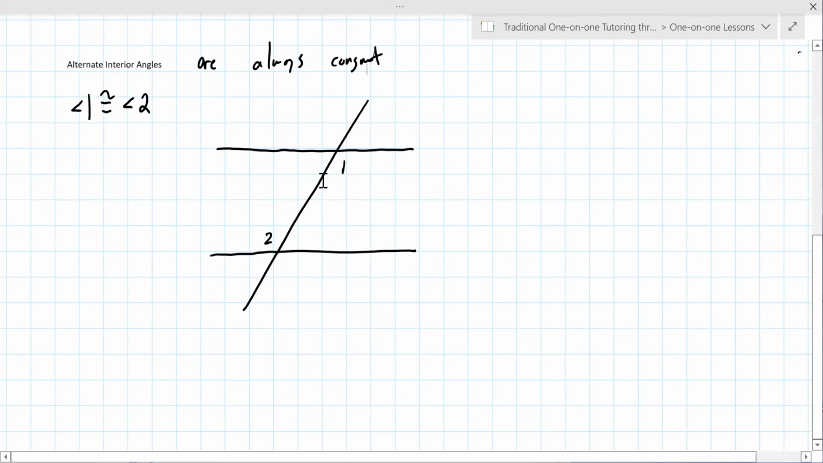Now, notice that they're in the interior region of this, but they're on opposite sides. They literally alternate over the transversal, but they're in the interior. Similarly, 3 and 4 are also alternate interior angles, and they're also congruent. The instructor expects you to know this, probably something you saw in class from your notes. You have to know this really well.